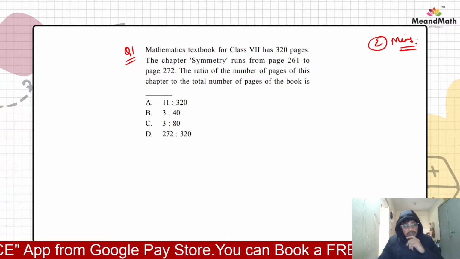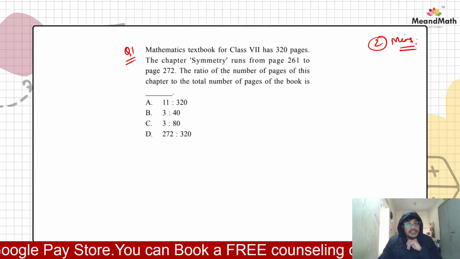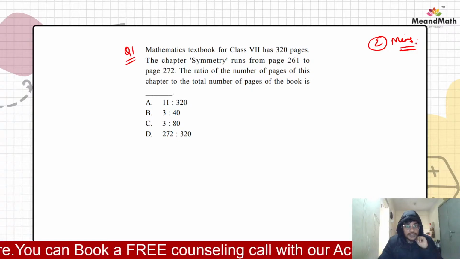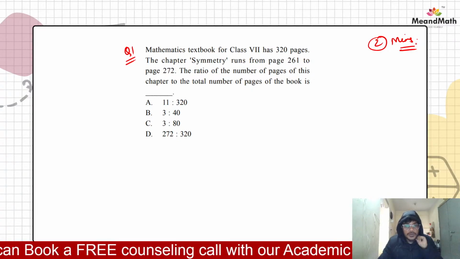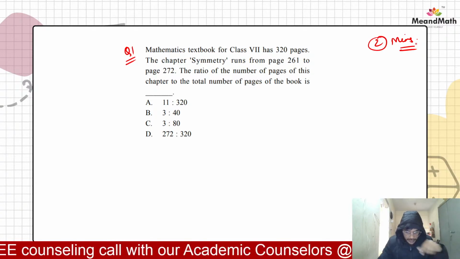So, the mathematics textbook from class 7th has 320 pages. The chapter symmetry runs from page 261 to page 272. The ratio of the number of pages of this chapter to the total number of pages of the book is these. So, tell me the correct answer now.